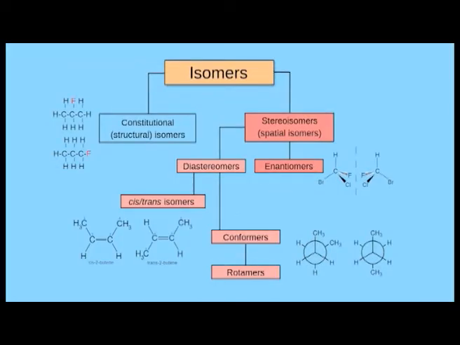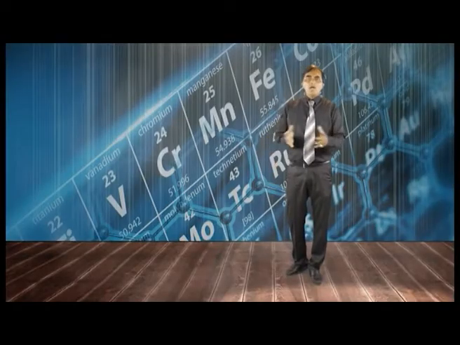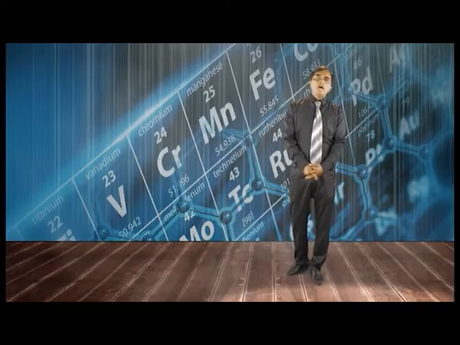Isomers of coordination compounds can be divided into two broad parts: structural isomers and stereoisomers. Structural isomers can be further subdivided into 5 parts, that are hydrate isomers, ionization isomers, linkage isomers, coordination isomers and coordination position isomers. Similarly, stereoisomers can be divided into two parts: geometrical and optical isomers. Let's start our learning from structural isomers.